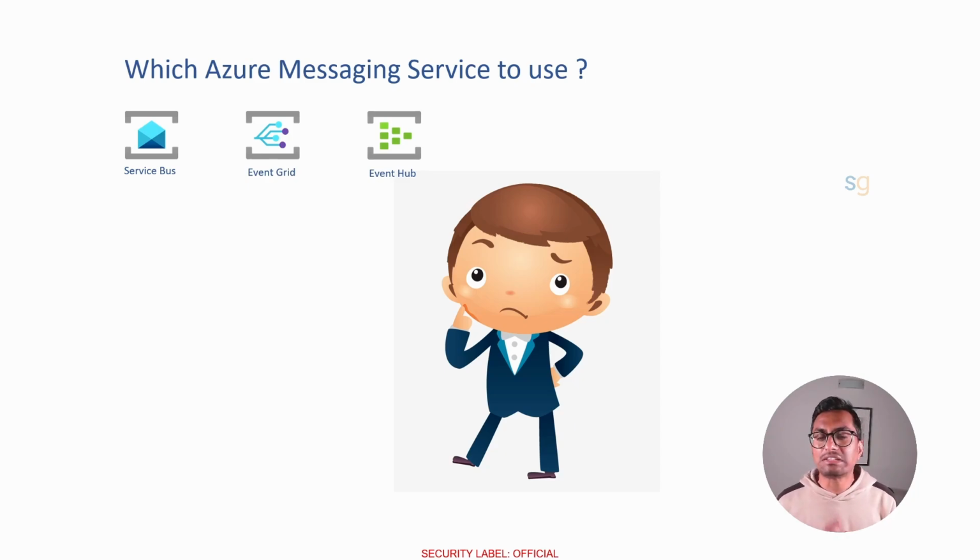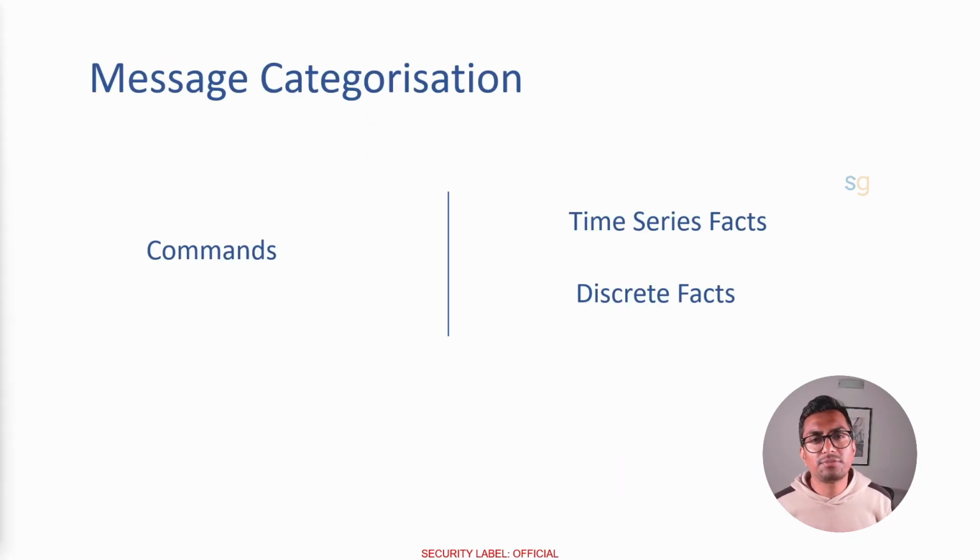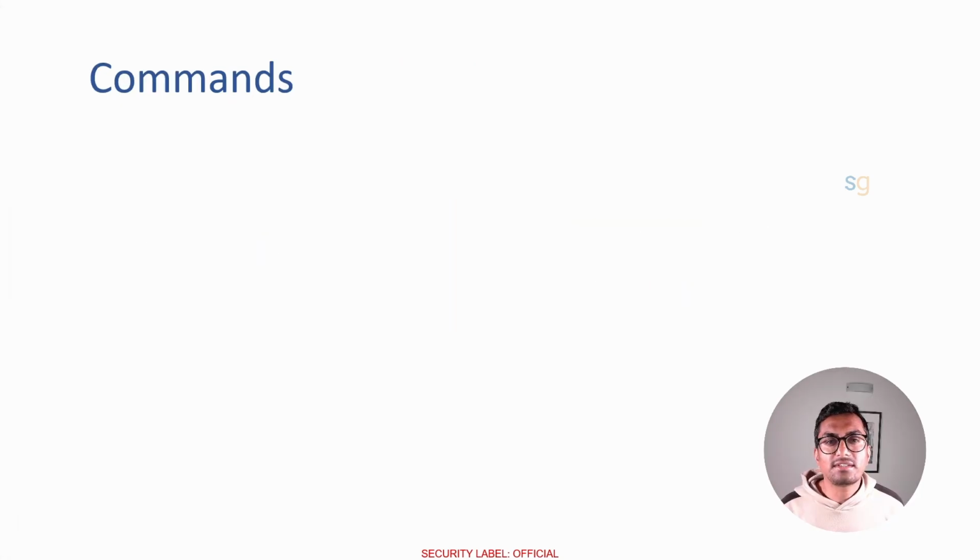Let's understand how we can categorize this. In the Microsoft messaging world, a message is broadly categorized into two: commands and facts. Facts are further categorized into time series facts and discrete facts. First, let's understand commands. It is a directed instruction to some service to go and do something. If we have these sorts of messages where we want to issue a command via a message, we should use a message broker such as Azure Service Bus.